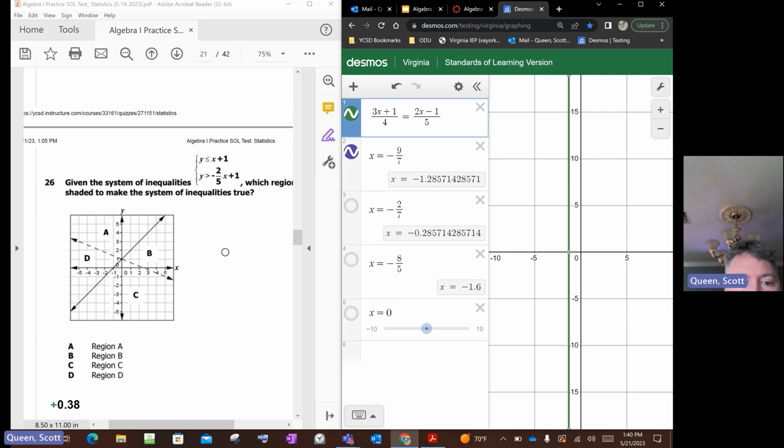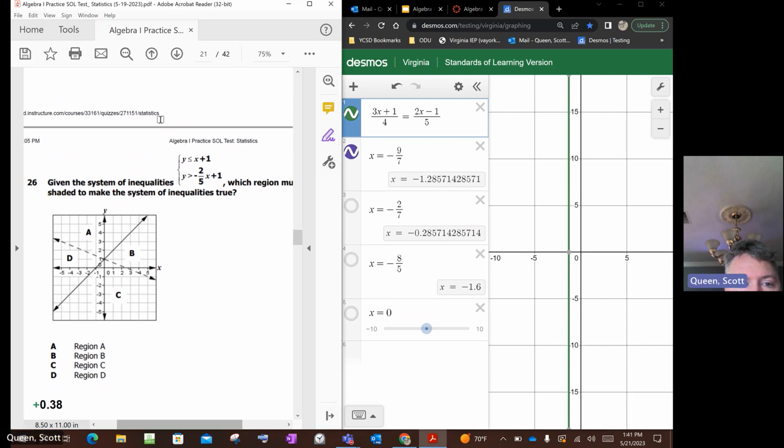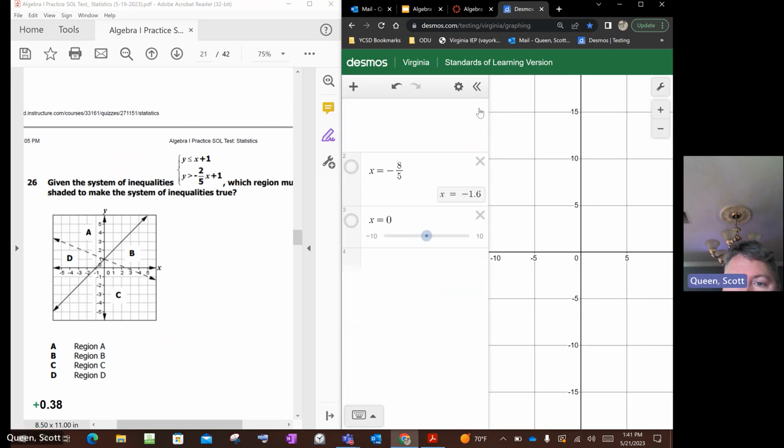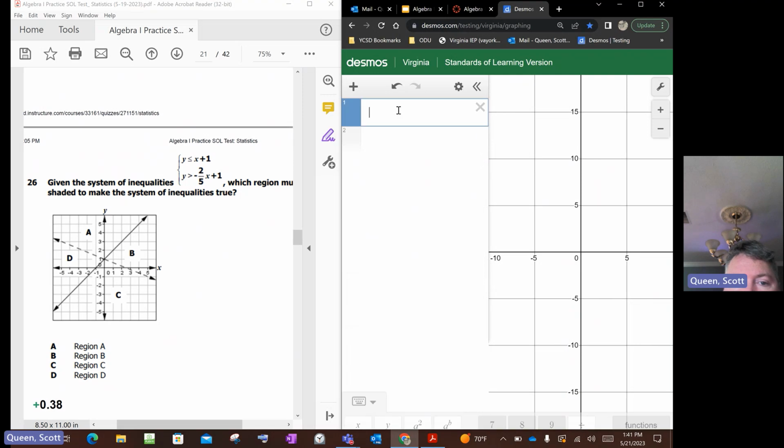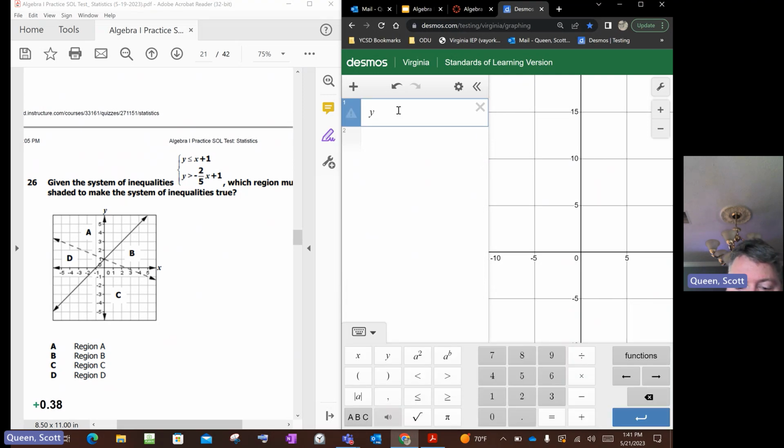Now, there are some words here, but this one's not really that difficult. Just look at what it's saying. Given the system of inequalities, we got to graph it. Now, we don't really have to graph it since it exists already, but let's graph it anyway, because there might be something that graphing it on Desmos gives us that the graph on paper or on the computer does not.